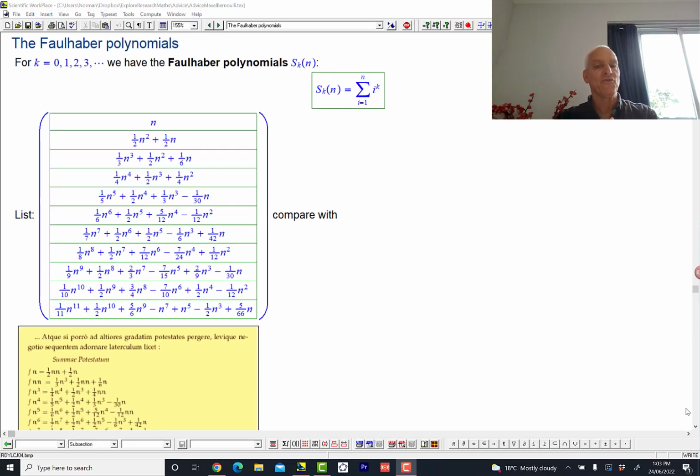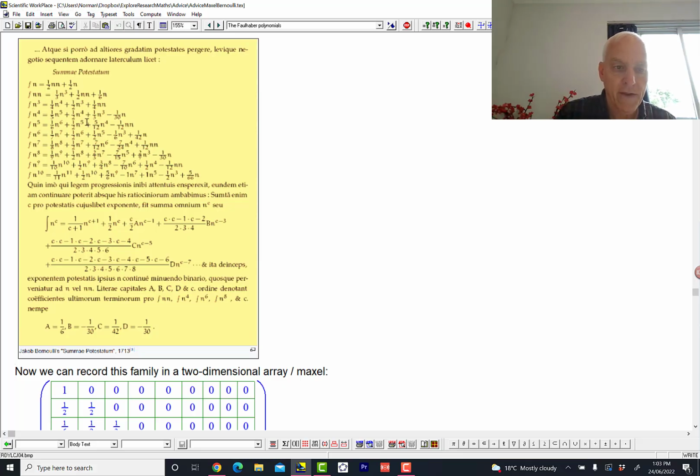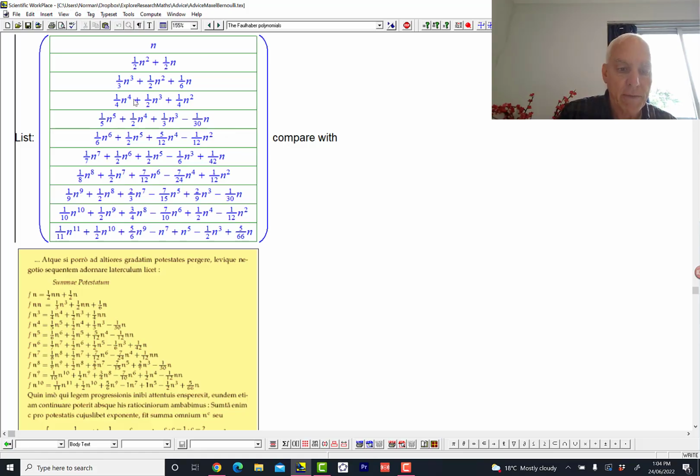Okay, so now let's try to move to a two-dimensional story. We've identified these Faulhaber polynomials, these S_k's, as an interesting family of polynomials, and we know that their degrees go up one by one. So here's a list of them: S_1, S_2, S_3, etc., that we can obtain from the Bernoulli formula. So here, by the way, is the original page from Bernoulli. We can compare these coefficients here. I've just recorded them right here.